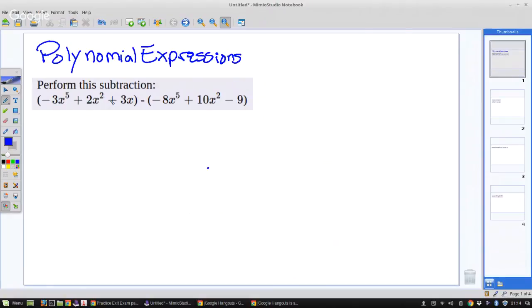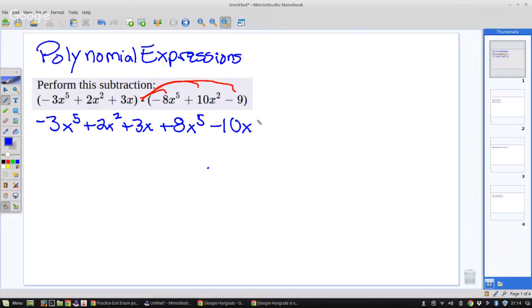The main thing about polynomials and addition and subtraction is the idea of like terms, same variable but same power. Subtraction is a little more complicated in that you have to distribute the subtraction to the second polynomial. So the first one stays the same. And then I'm subtracting the second, so subtracting the negative is going to be a plus x to the fifth. And then this will be a minus 10x squared, and then a plus 9.